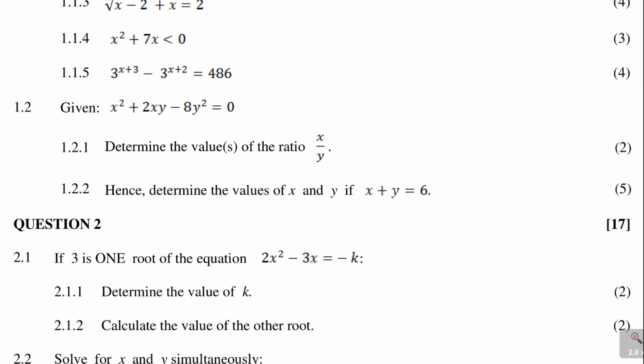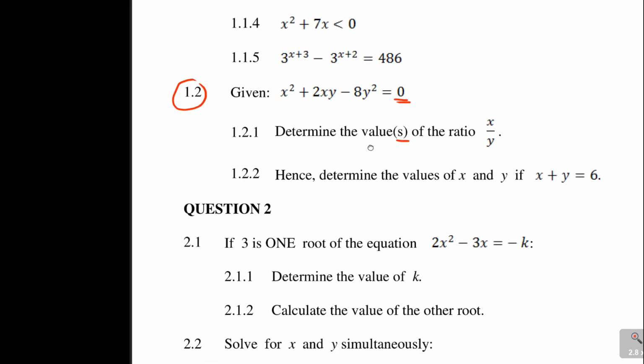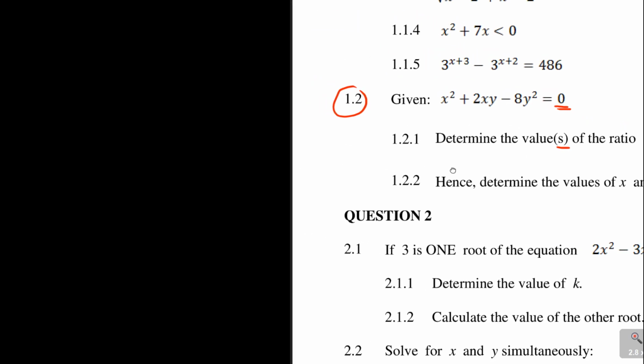Now let's look at question 1.2. Again, my time won't allow me to go to question 2, but I'm going to end here at question 1.2. Say you are given x squared plus 2xy minus 8y squared is equal to 0. Determine the values of the ratio x over y. So you see it's a ratio here, x over y.